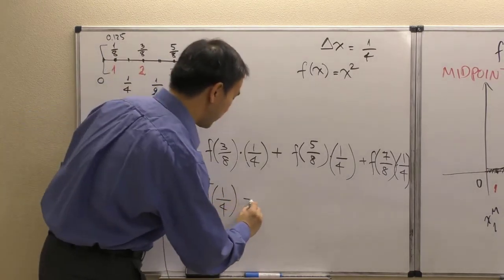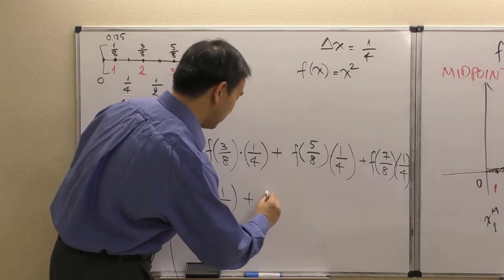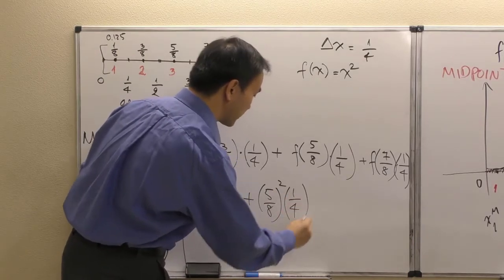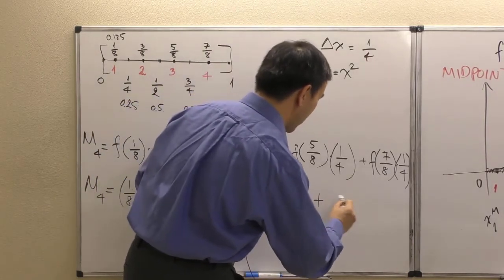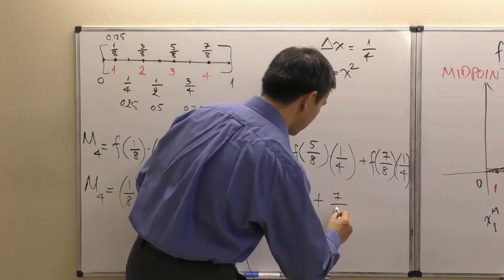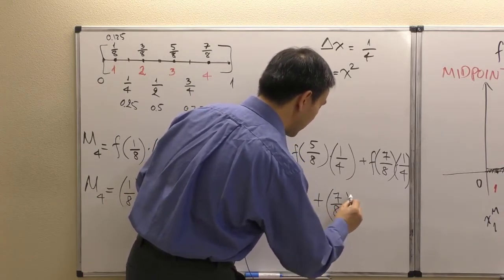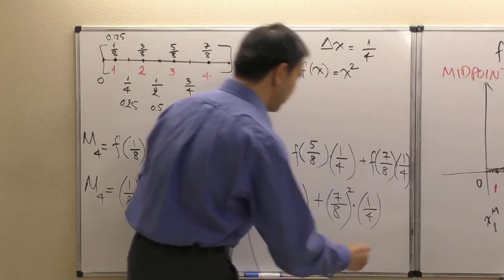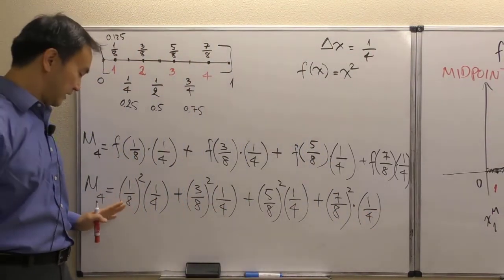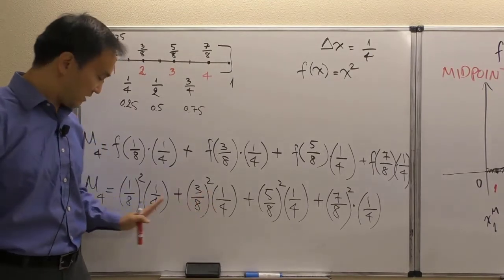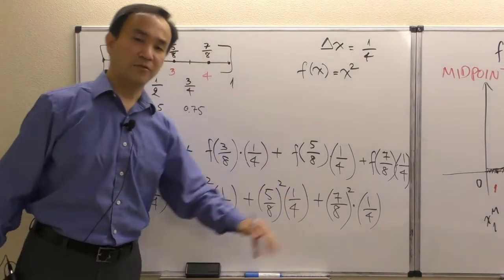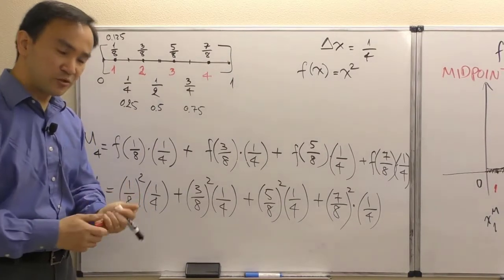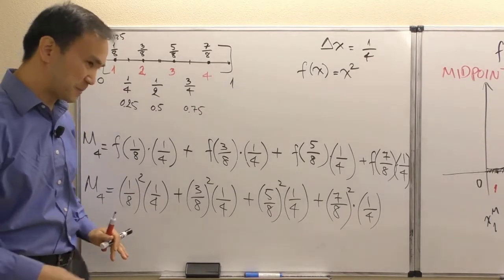And for my third rectangle, I'm looking at the height being 5/8 squared, or the square of 5/8, times the width 1/4. And for my last rectangle, the height is determined to be the square of 7/8, the square of 7/8 times the width 1/4. So now it is clear that we're summing up the areas of 4 sub-rectangles. And now I am quickly going to step over to my computer station to get an actual calculated value for this.